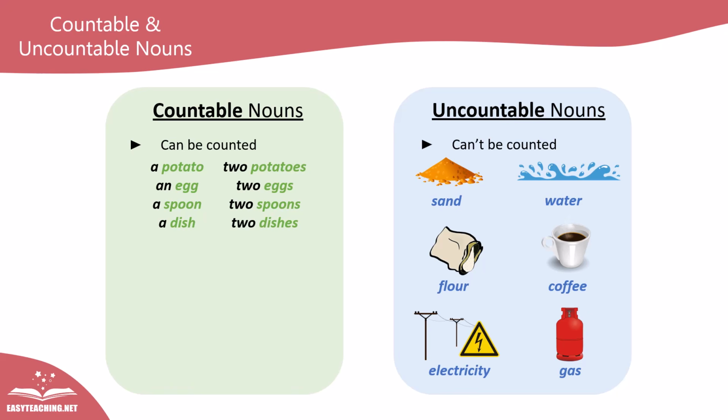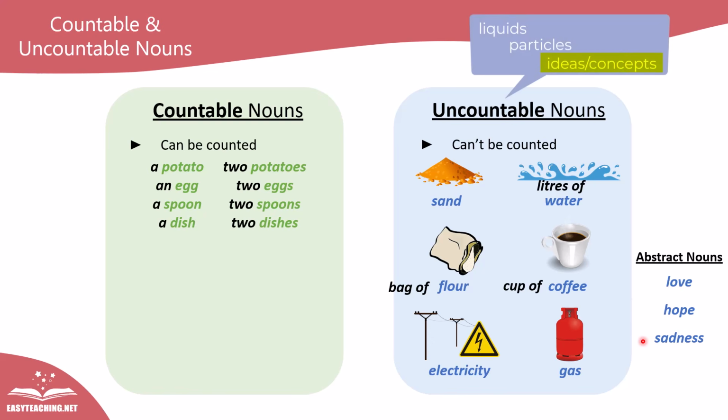So, how do we measure them or count them? We can use units or containers. For example, liters of water, cups of coffee, bags of flour. Uncountable nouns also include nouns such as love, hope, and sadness. These are not things we can touch, they are ideas or feelings. They are called abstract nouns, and they also can't be counted.